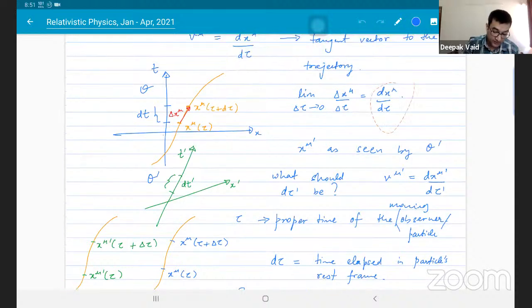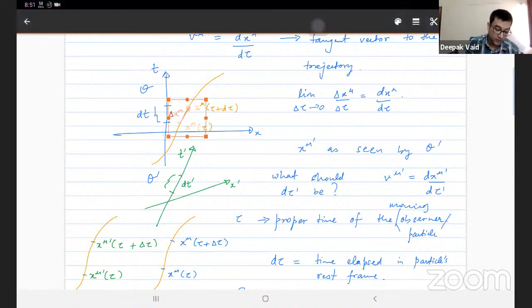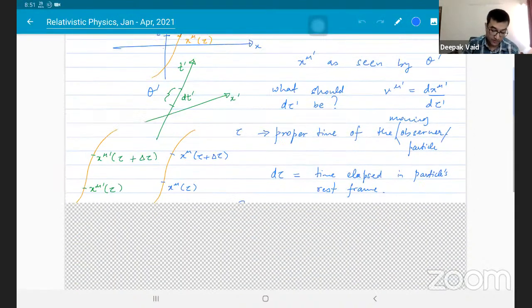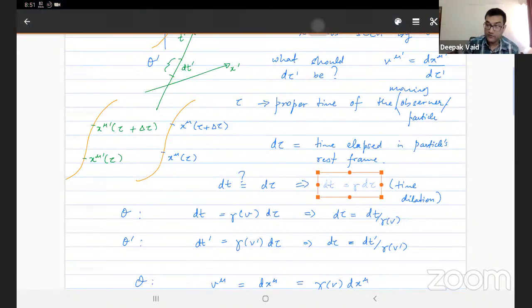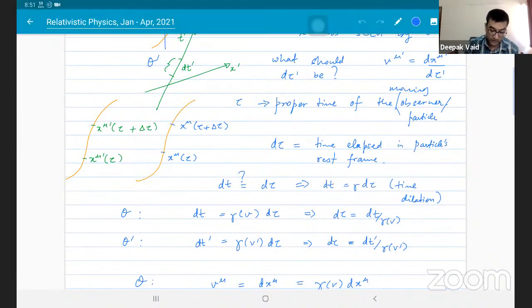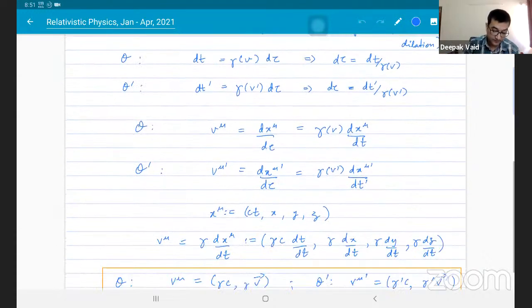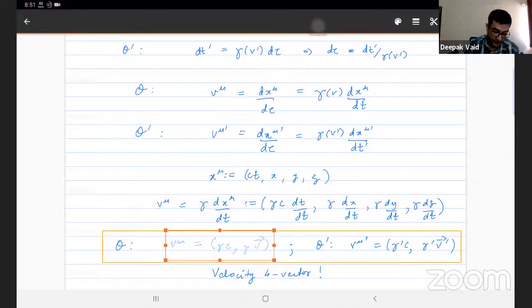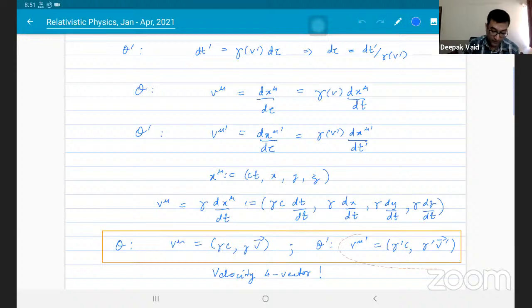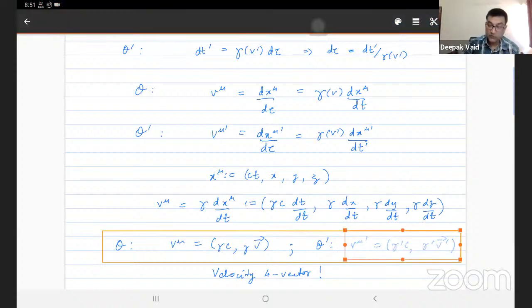And it is written in this way, dx mu by d tau. What is d tau? d tau is the proper time of the observer. The proper time is related to the time of the external observer in this way, according to time dilation. So the forward velocity of an object is given by this expression. And if you transform to a different set of coordinates, the forward velocity is given by the same expression, but with respect to the new set of coordinates.